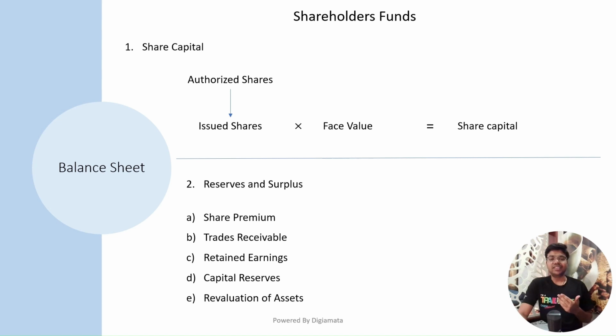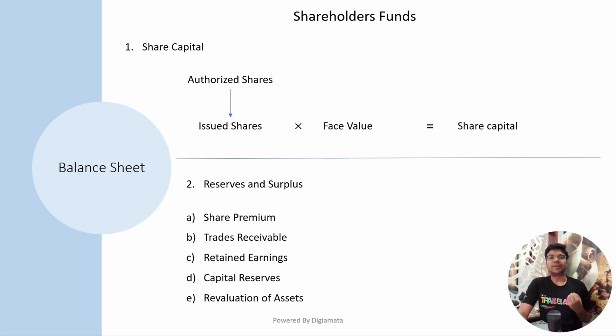Now there are various things which come into reserves and surplus. The first is your share premium, which you already know. The second is your trade receivable. Suppose I have given some goods for sale, but I have still not received the money. That is my trade receivable. Third is my retained earnings. Suppose last year I had a profit of 1 crore and I didn't spend it anywhere because maybe the market was too high. So that 1 crore I have still retained. That also goes into my reserves and surplus.